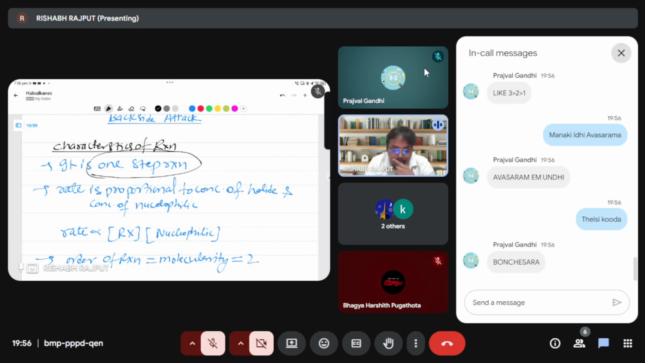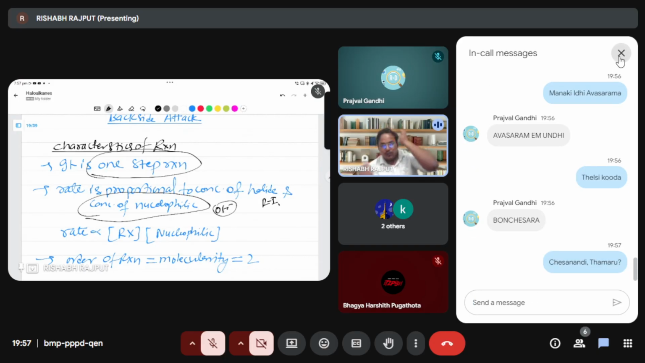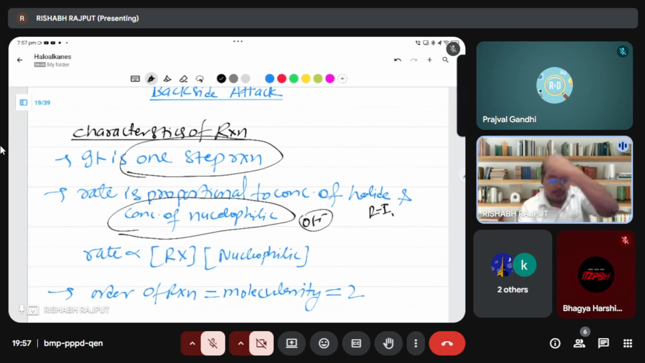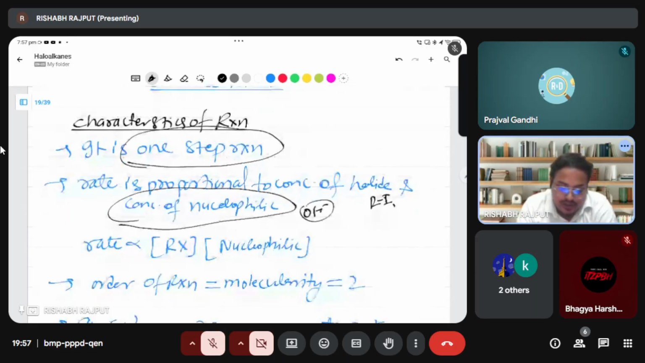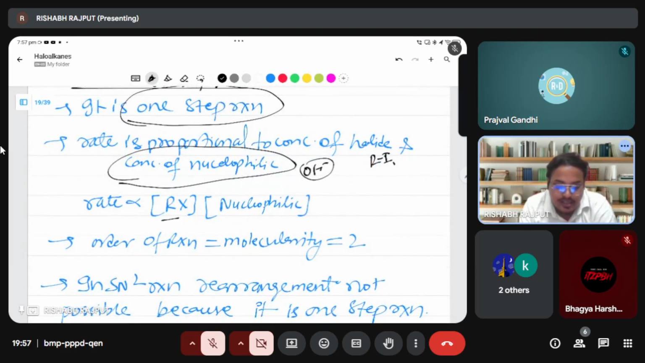Here, the rate is proportional to the concentration of halide and the concentration of nucleophile, meaning OH negative concentration and RI, you can say RX, depends on you. So here your rate will depend on the halide. You already know, guys, I already discussed chemical kinetics. If you have a one-step reaction, in this case your rate is directly proportional to the halide and nucleophile concentration. That is what I am writing here. Rate is directly proportional to RX concentration and nucleophile, and it is a second-order reaction. That is why their powers are 1 and 1.